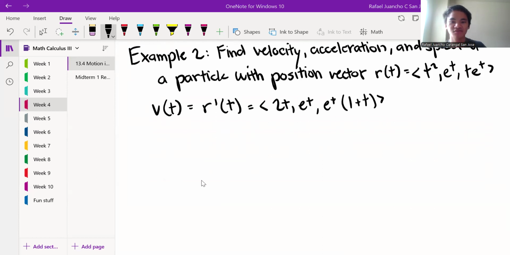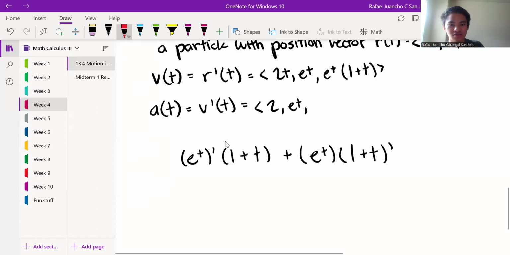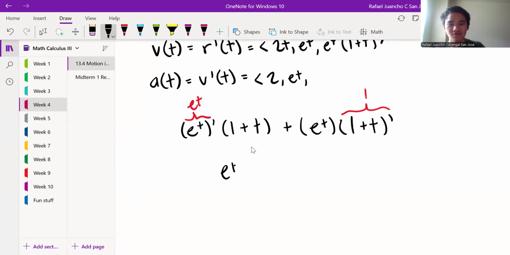And then we get our acceleration vector. I'm not going to write the whole sequence anymore, but basically we just take the derivative of our velocity vector. So this gives us 2, e to the t. And then we do another product rule here. E to the t of this times this, we add e to the t of this times the derivative of this. So this is just e to the t, there's 1 plus t, and here the derivative is 1. And so I have e to the t times 1 plus t, plus e to the t.